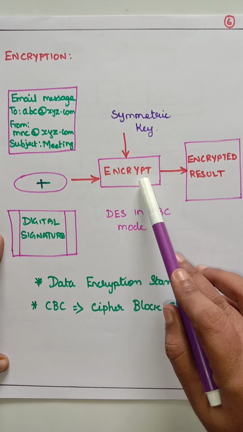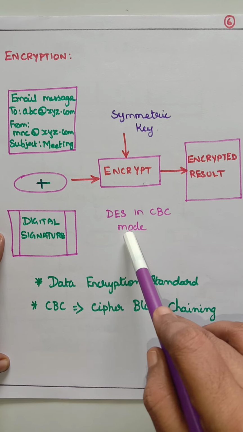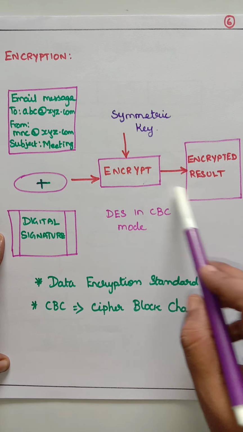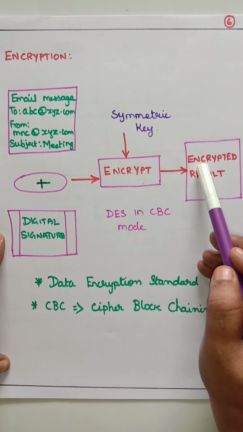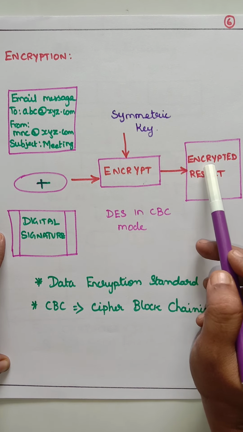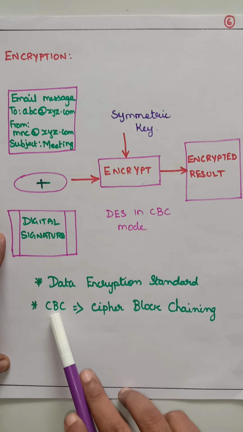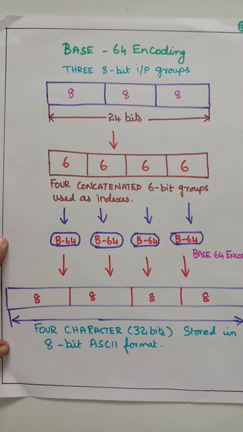That is what is called a symmetric key. So this encryption may be done by DES, data encryption standard, in cipher block chaining mode. So this is DES in CBC mode, and the answer you're getting is the encrypted result, that is the cipher. You'll be transmitting it through the internet. DES is data encryption standard, CBC is cipher block chaining. And the next one is base 64.